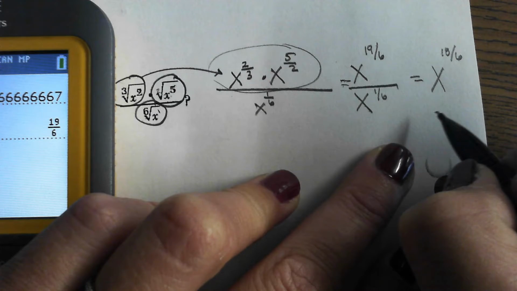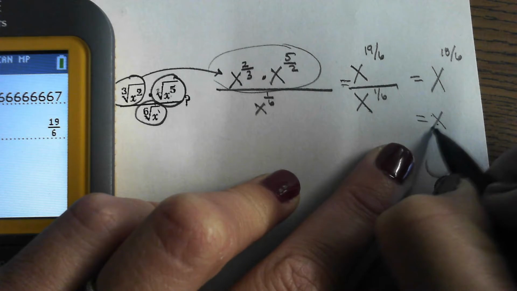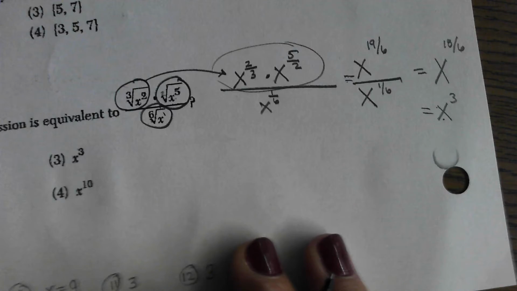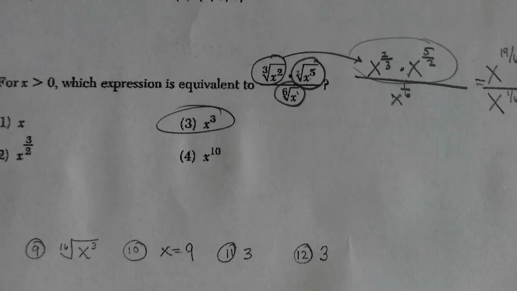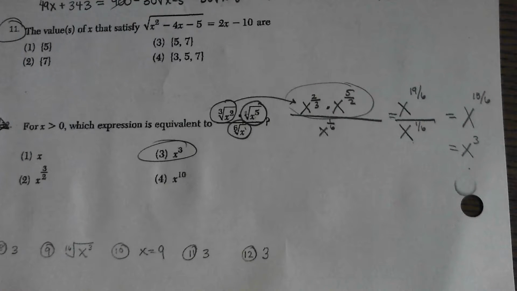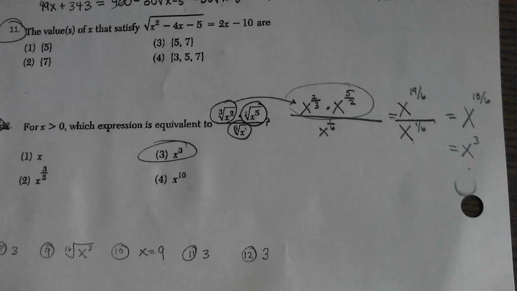And then 18 divided by 6 is just a nice even whole number of 3. X to the 3rd. So that would be option 3. So again, anytime you have that mixture, radicals, exponents, mixture, go to exponents. Follow all your exponent rules that you've known since you've been in Algebra 1. And then go back.